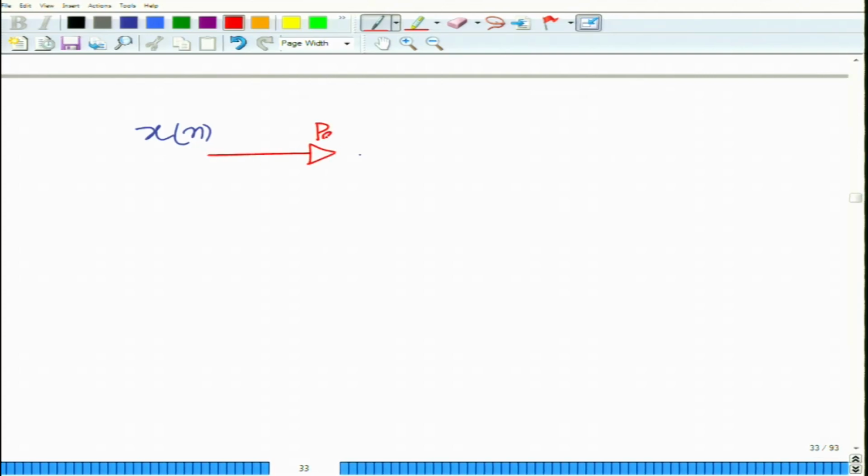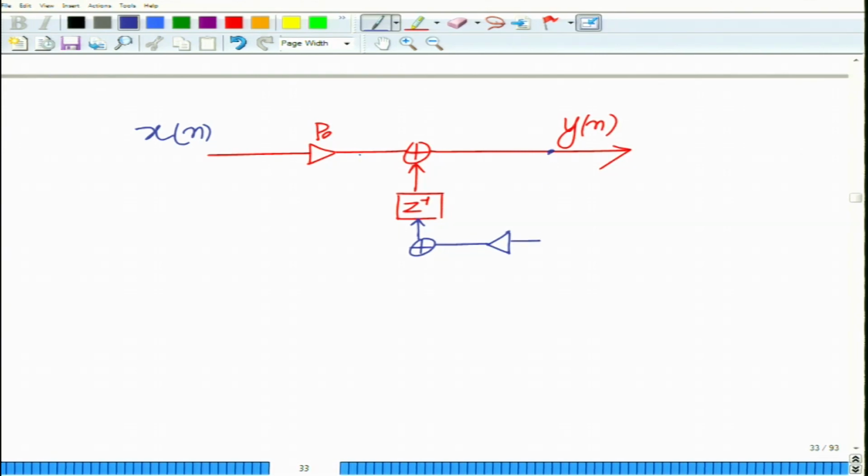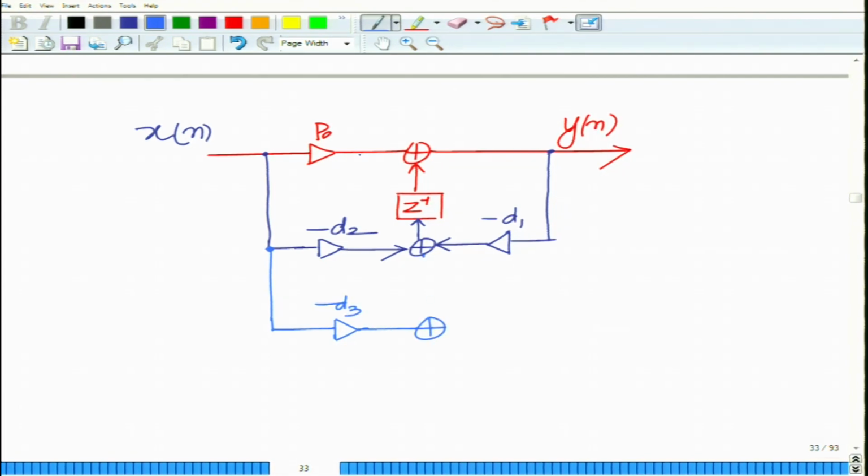So, this will give you P naught, this is the element gain, this will give you Yn, okay, and here you will have a delay Z inverse, all right, and another adder, and from this you will have minus D1, and here you will have minus D2, and this one is minus D3.